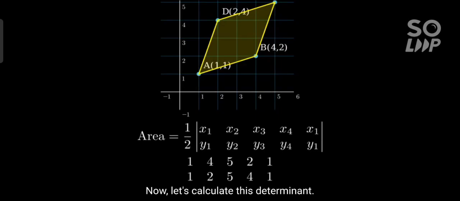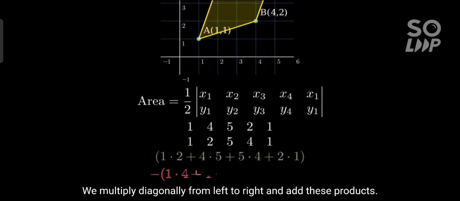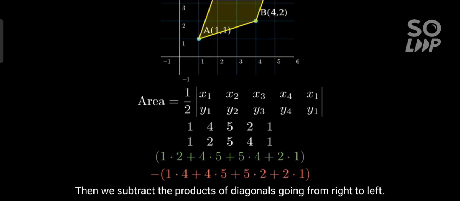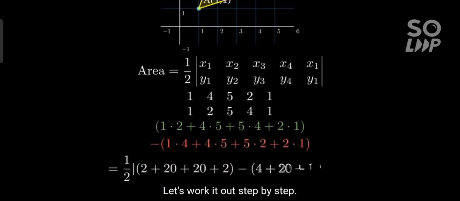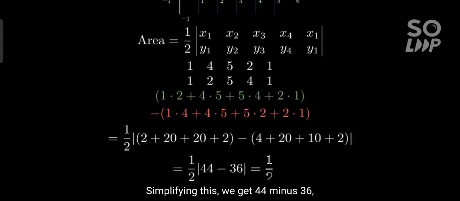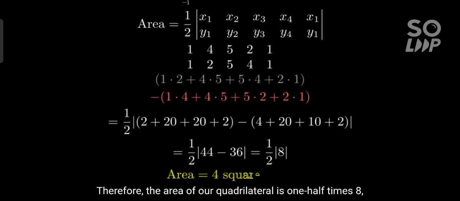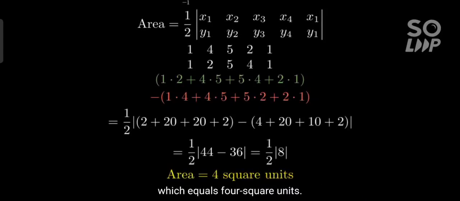Now, let's calculate this determinant. We multiply diagonally from left to right and add these products. Then we subtract the products of diagonals going from right to left. Let's work it out step by step. Simplifying this, we get 44 minus 36, which equals 8. Therefore, the area of our quadrilateral is 1/2 times 8, which equals 4 square units.